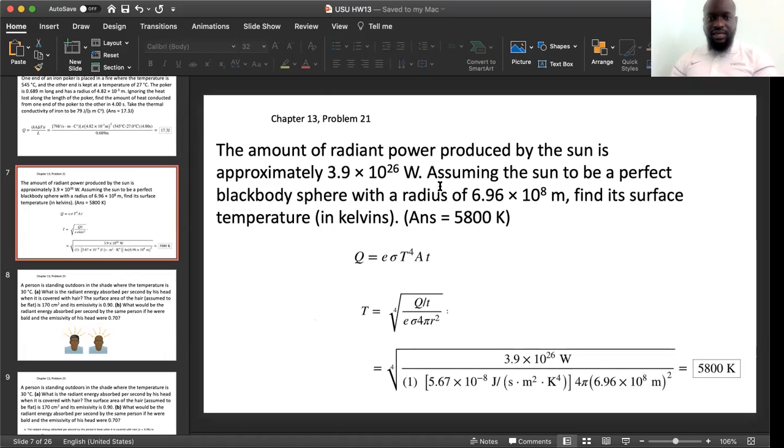Okay, next problem, chapter 13, problem 21. The amount of radiant power produced by the sun is approximately that. So we are given the radiant power, which is Q divided by time. Assuming the sun to be a perfect black body, so e equals 1 for perfect black body emissivity, a sphere with radius of this, find its surface temperature in Kelvin. So we're looking for T in Kelvin.